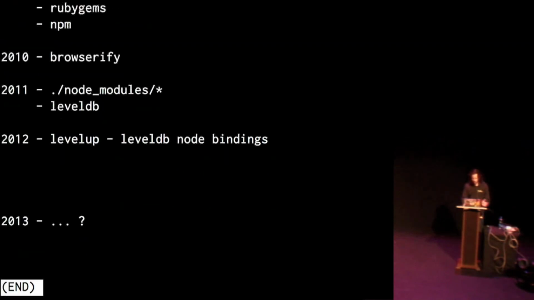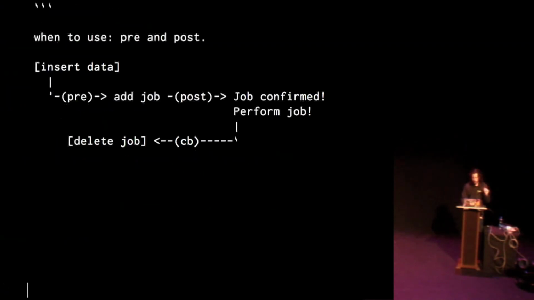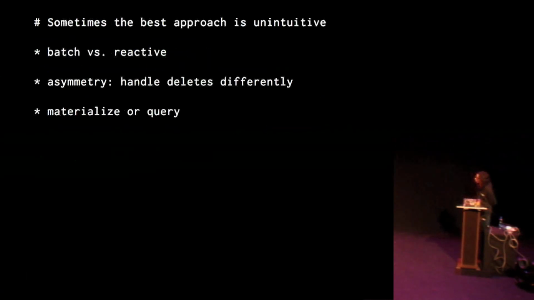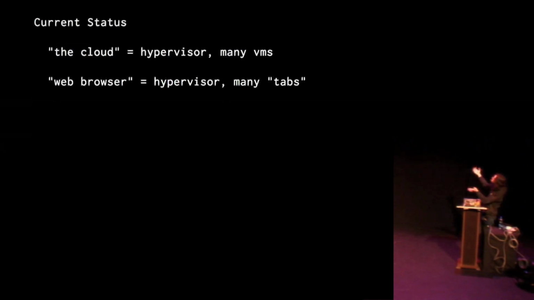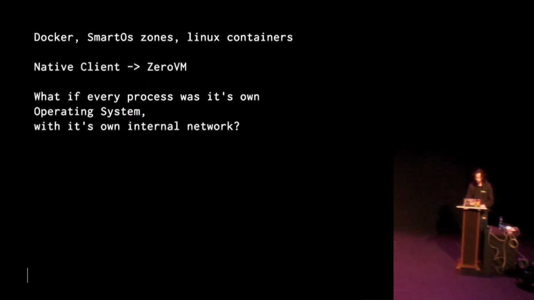So, 2013, what's next? I have a theory. Currently, this is how the web works. You have the cloud, which is a hypervisor with a whole bunch of VMs inside, and a web browser is essentially exactly the same thing, but every tab is inside its own process. It's separated from other tabs, just like a VM. The only thing is you don't have root access, and it's crippled in weird ways, like same origin policy and that sort of stuff.